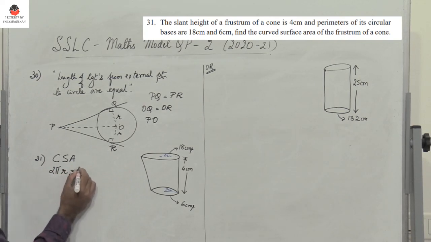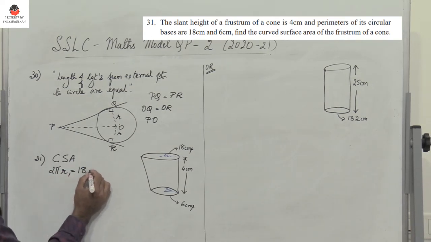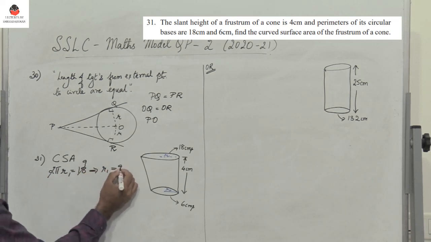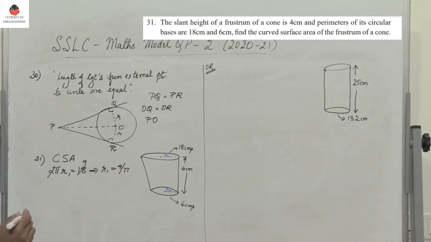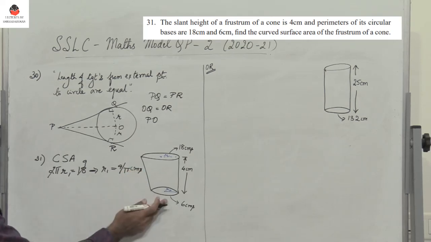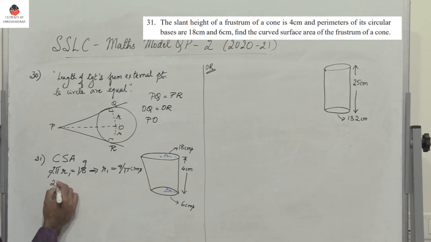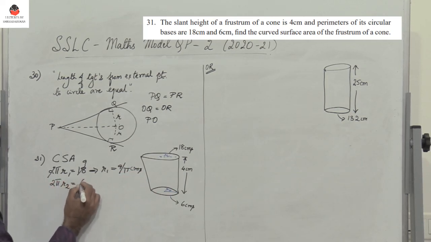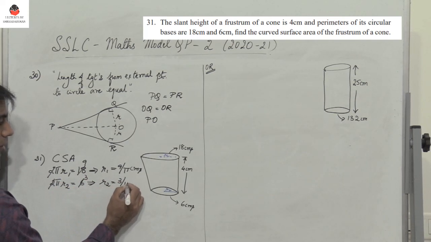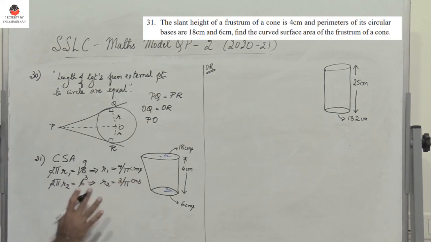So 2 pi r1 is equal to 18 centimeters. So what is r1? This implies r1 equals 18 divided by 2, so 9 by pi centimeters. Now similarly for the bottom radius, 2 pi r2 is equal to 6. So I cancel 2 and 6, which gives 3. So r2 is equal to 3 by pi centimeters. I've kept pi as it is so that it will later get cancelled.